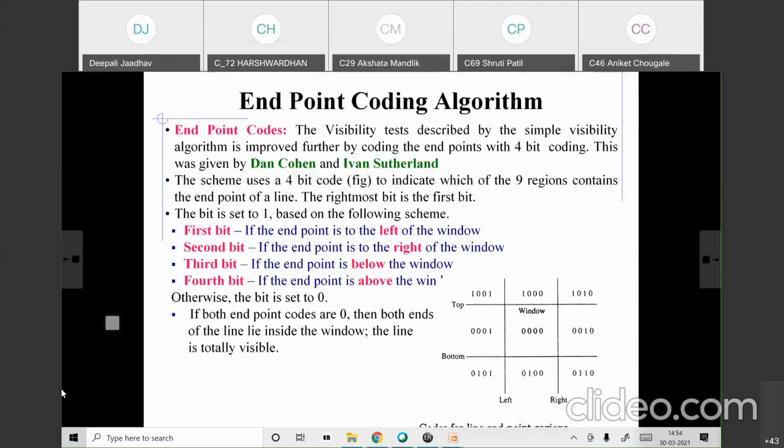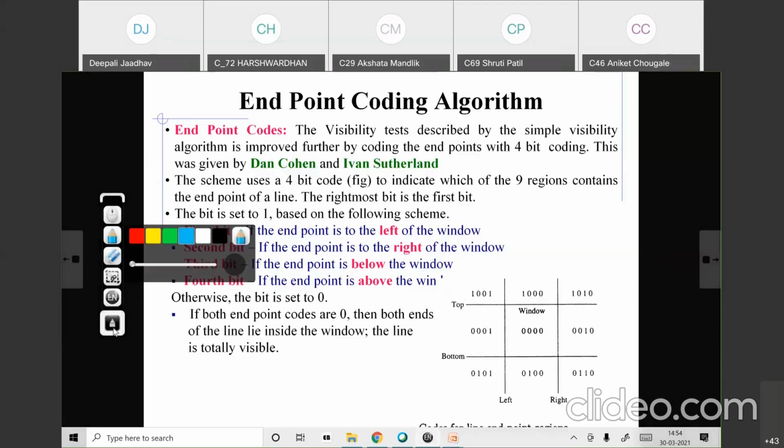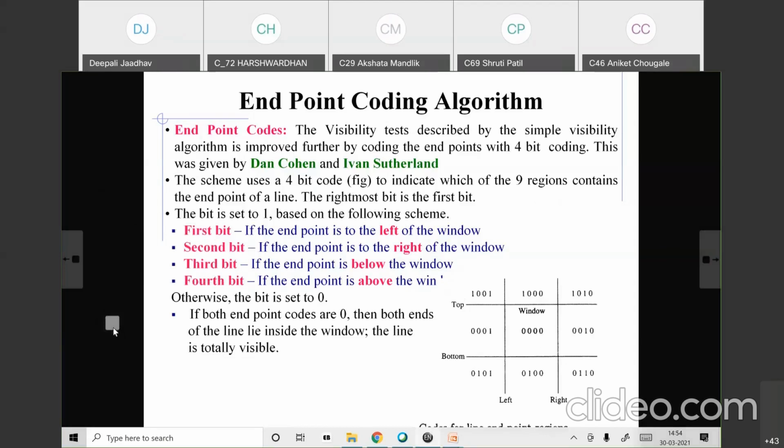So to indicate the endpoints of the line, the window is divided into 9 regions, and for every region a 4-bit code is given here. The bit is set to 1 based on the following scheme. So see here, listen to it carefully.